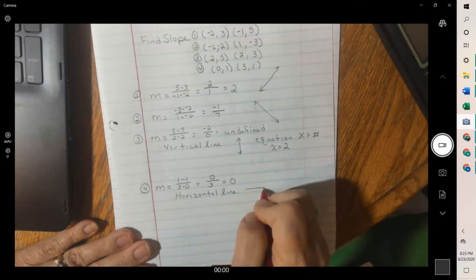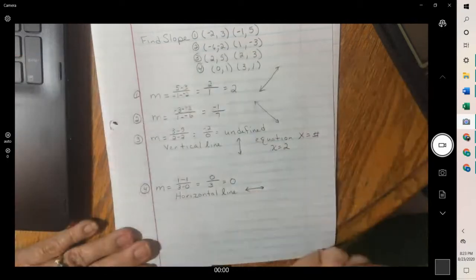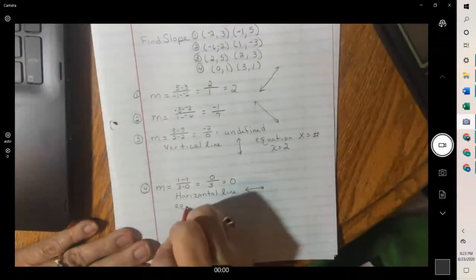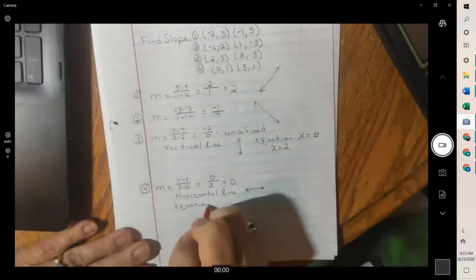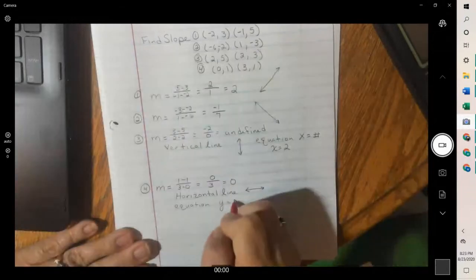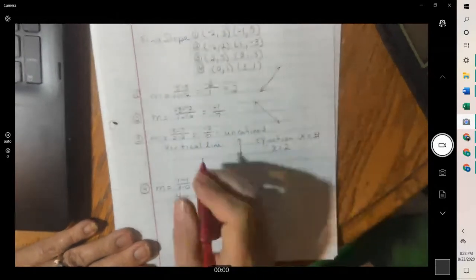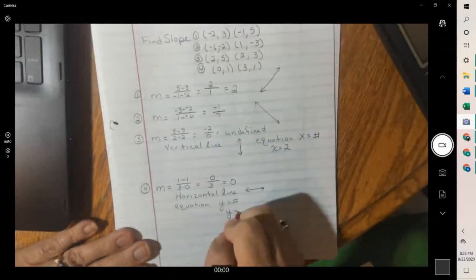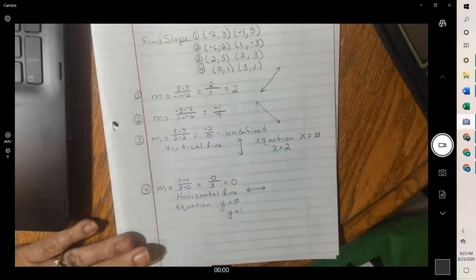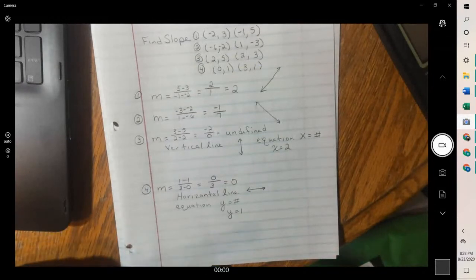And its equation doesn't have an x in it. It's y equals a number. And notice the y value that's repeating is a 1. So in this case, it would be y equals 1. So those last two are special cases, and they will pop up.